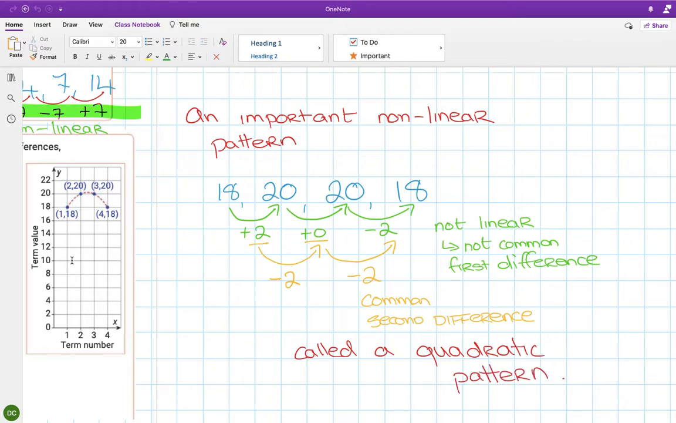So if you find a common second difference, we have a non-linear pattern, and specific because there's loads of non-linear patterns. But if you have a common second difference, it's a specific non-linear pattern called a quadratic pattern. Okay, that is incredibly important, and you need to write that down.